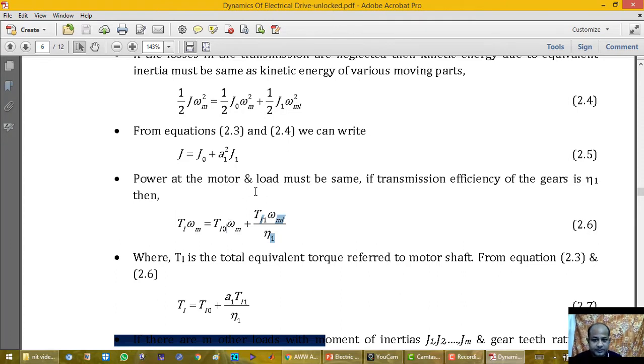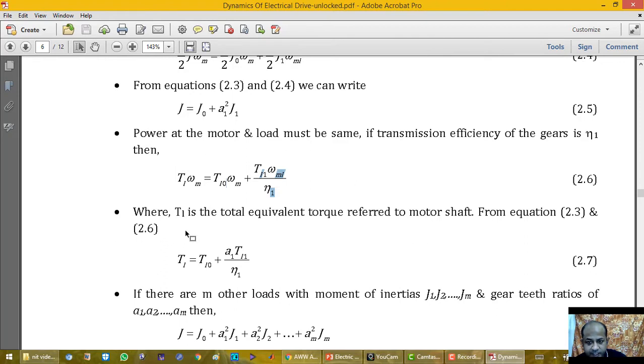So this should be equal to the motor power, that is omega m TL or T1. Again we can divide this equation by omega m. So it will become T1 or TL equals TL0 plus, now omega m1 by omega m, again a1. So this will be a1 TL1 by eta 1. This is my equivalent torque, and this is my equivalent moment of inertia.